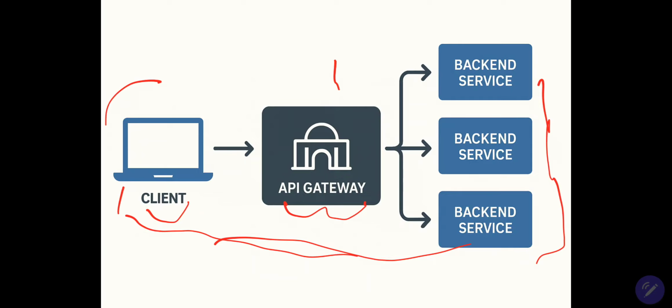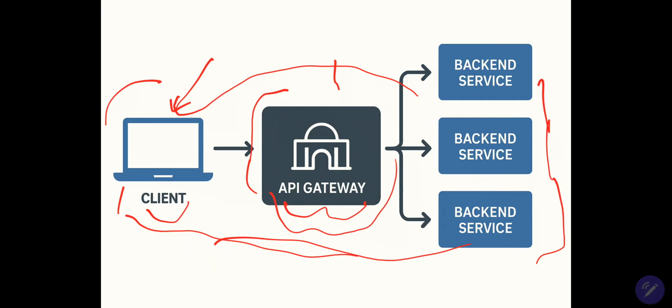It's very simple. Any client wants to access your website, and before going to the backend service, the process has to pass through this API gateway. It is a very simple architecture for an API gateway, but an API gateway has many functions.